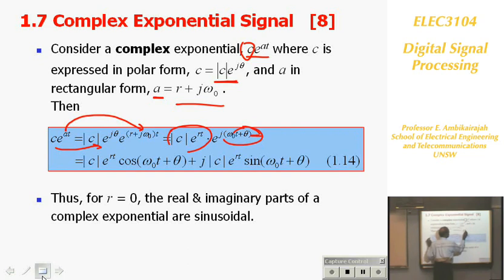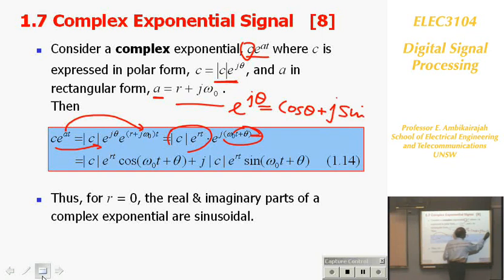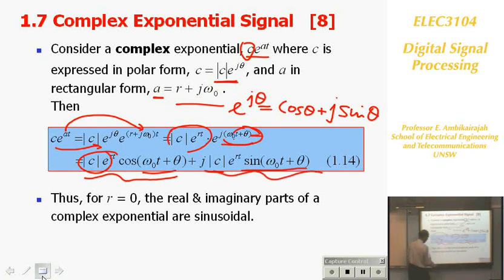This is e^(jθ) equal to cos θ plus j sin θ. You have done this complex exponential. So if you do that, this becomes cos(ω₀t + θ) plus j times sin(ω₀t + θ). So that's your complex exponential. This has got a real part as well as an imaginary part.